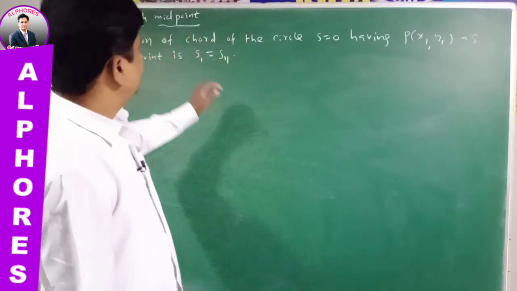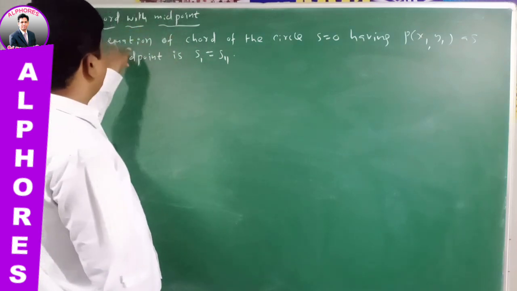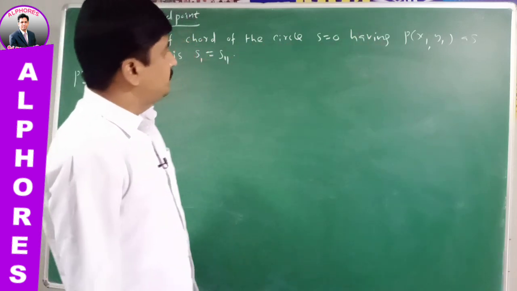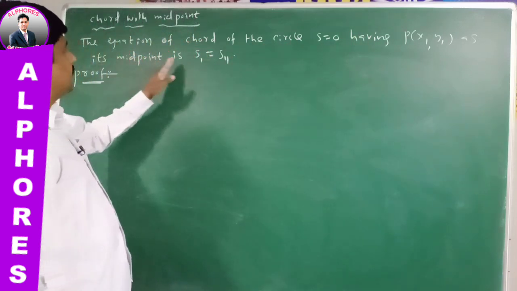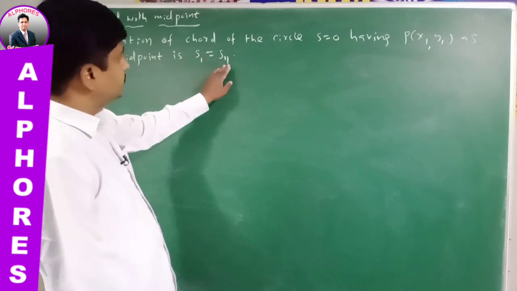Okay, next heading, chord with midpoint. The equation of the chord of the circle S equal to 0 having P(x1, y1) as its midpoint is S1 equal to S11. Here S1 equal to S11 means it is a line equation.